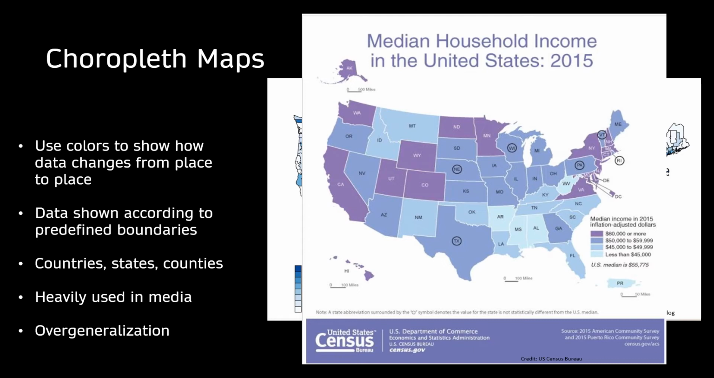So choropleth maps are really heavily used in media because they're visually attractive. They're a great way to get an interpretation of data out there, relatively easy to make. But all of that being said, you have to be careful because there is a lot of overgeneralization with choropleth maps, right? Because you're defining something by an entire boundary at a state level, even a country level, or down to the county level, right? You're generalizing something based on that entire boundary.